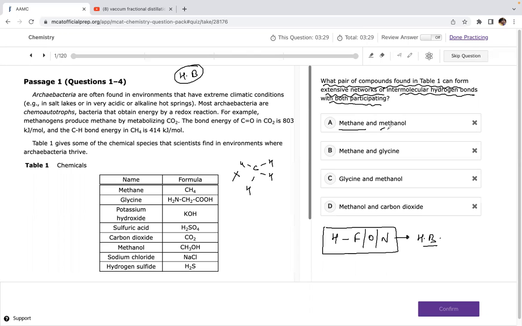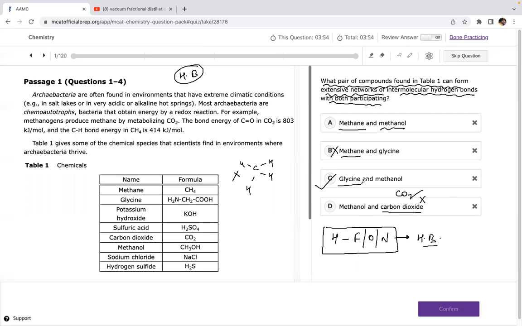So there is no need to check methanol, because both compounds in the pair should have hydrogen connected with either fluorine, oxygen or nitrogen. Again, methane here is not possible. Okay, we know that carbon dioxide is CO2 and here there is no hydrogen. So this is wrong. Now option C is the only option which can be correct, but I will cross check as well.